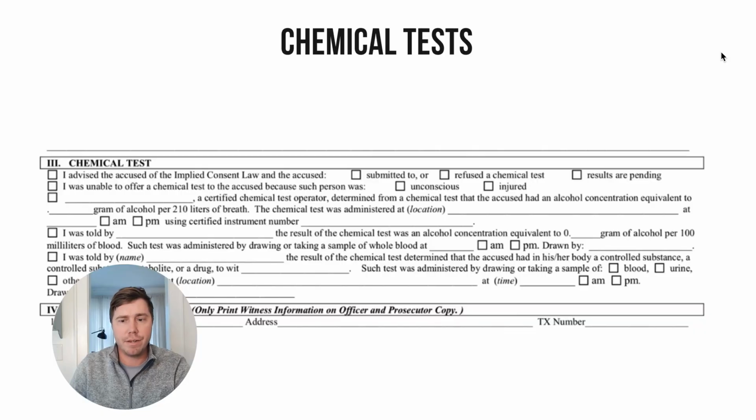So there is, again, a specific portion of the probable cause affidavit that covers the chemical test, and here is that section. It talks about whether they read the implied consent law, because there could be implications if you refuse to submit to the breath test or chemical test that could result in license suspensions. And then there are sections to include the results of the test.